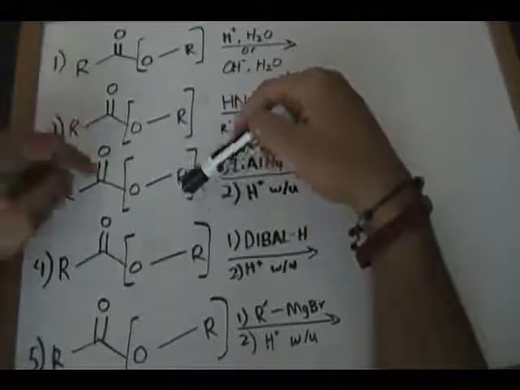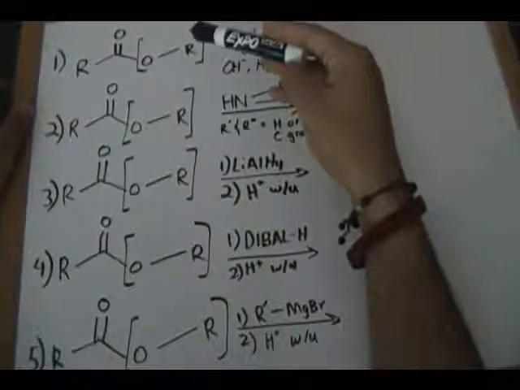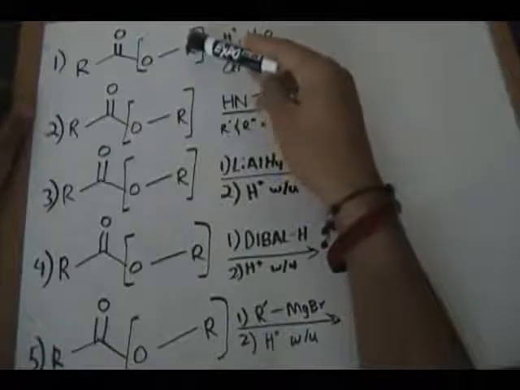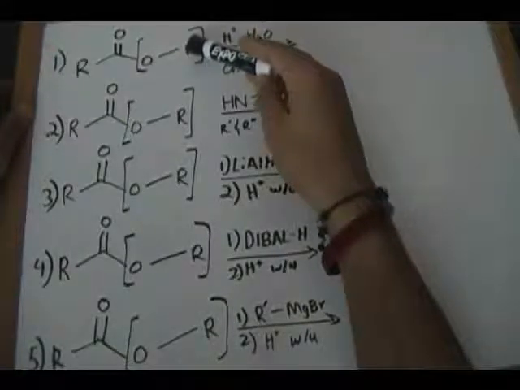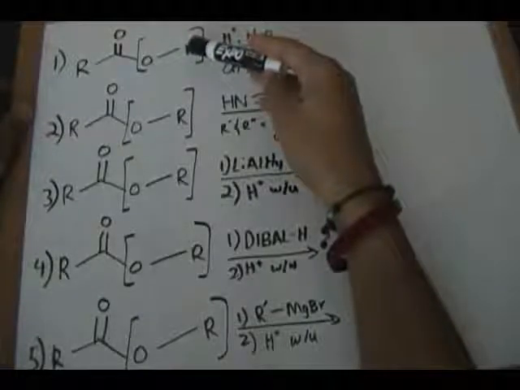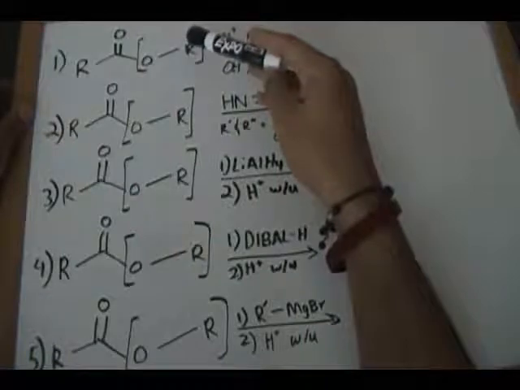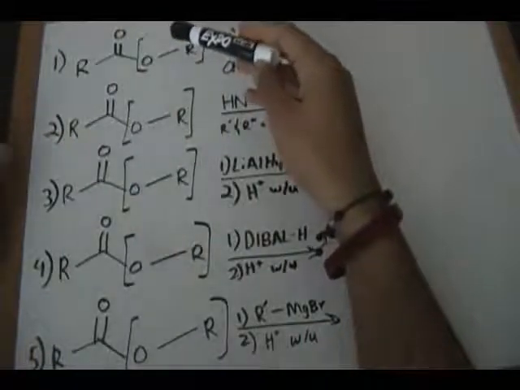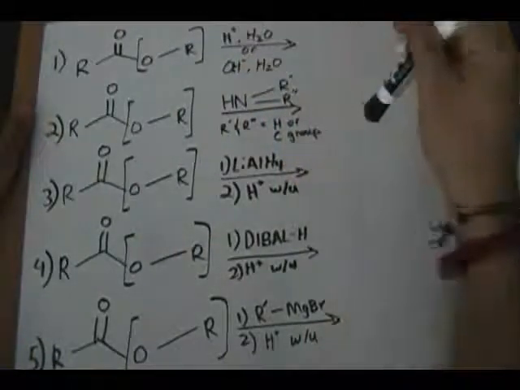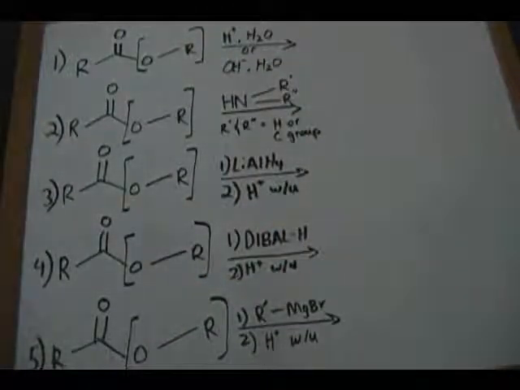So again, these R's in the starting material represent carbon groups. So if you have a primary carbon here, you'll form a primary alcohol. If you have a secondary carbon here, you'll form a secondary alcohol. If you have a tertiary carbon here, you'll form a tertiary alcohol. So I want you guys to realize that. So again, each and every one of these alcohols that you produce can be either primary, secondary, or tertiary. Something extremely important to realize.